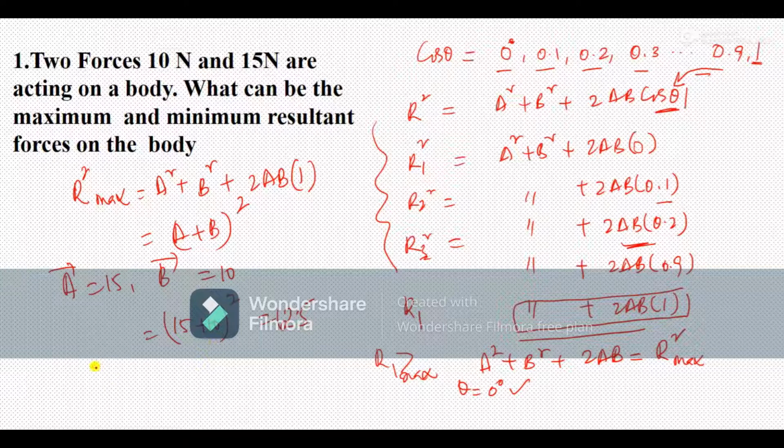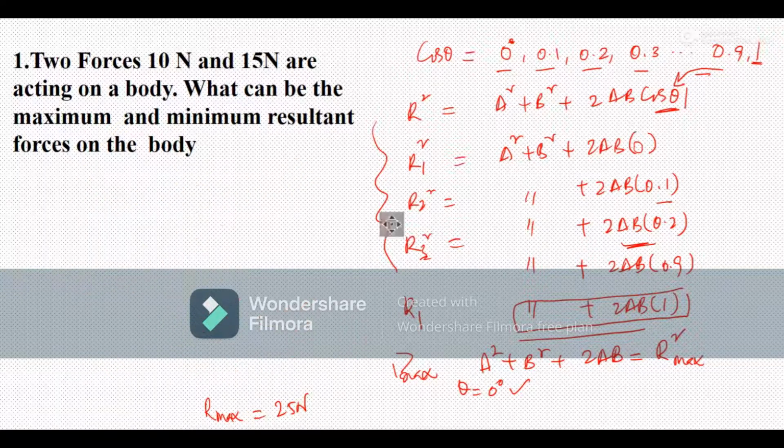It is 625. So R squared is equal to 625. That is equal to root of 625, that is equal to 25. So R maximum is 25 newtons, right? So now we found out what R maximum is. So again we have to find what R minimum is, right?